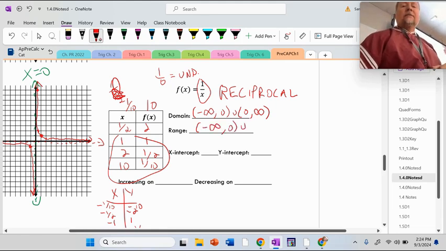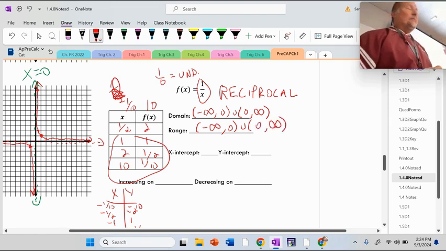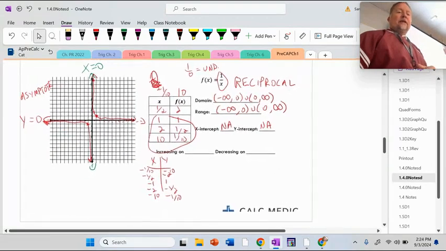I can't. It's impossible. You get very, very small output values, but never getting to 0. And then there are no intercepts. NA, you're gone. And then is it increasing or decreasing?